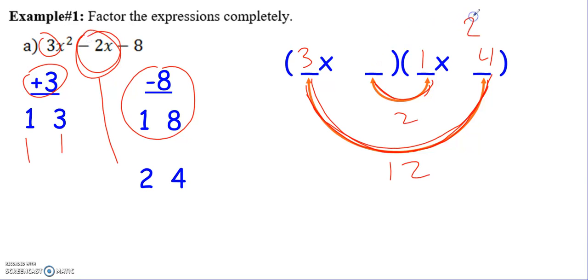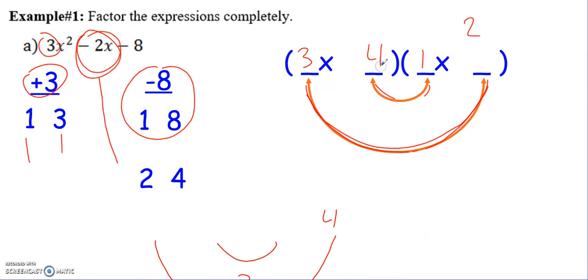I'll take the 2 and put it here. Oh, we'll get rid of all that stuff. Just put the 4 back there, and the 2 over here. And again, we'll try this out. 3 times 2 is 6. And 4 times 1 is 4. If I could write it. And it looks like we can get negative 2.